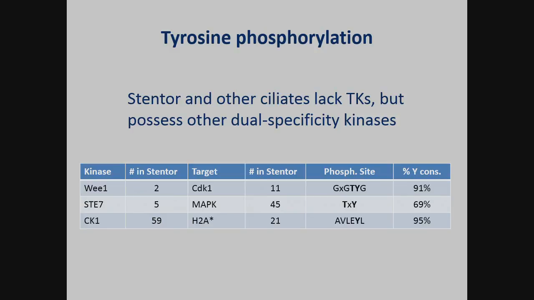So we looked for all of these targets in Stentor and performed alignments of all the Stentor orthologs. And we found that in the case of Stentor CDK1 and histone H2A, we find greater than 90% conservation of the phosphorylated tyrosine residue from metazoan systems. And then in the case of MAP kinases, the phosphorylated tyrosine is conserved in more than 2/3 of the MAP kinases. So this points to the suggestion that Stentor does indeed have tyrosine phosphorylation ability.